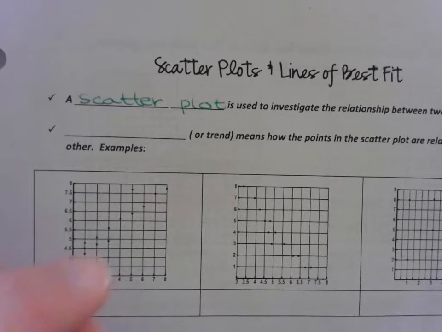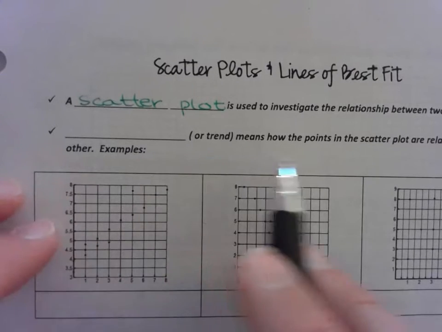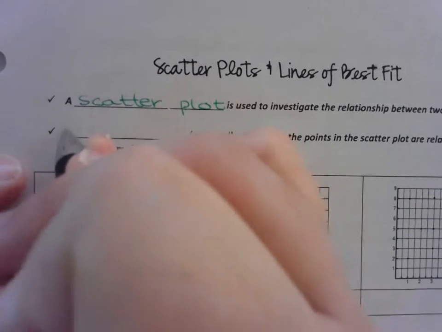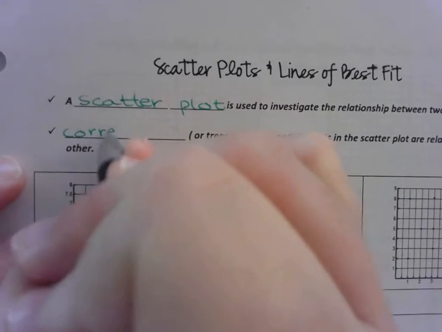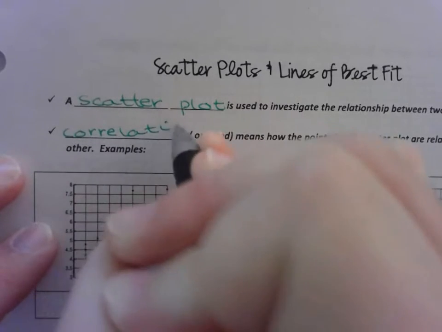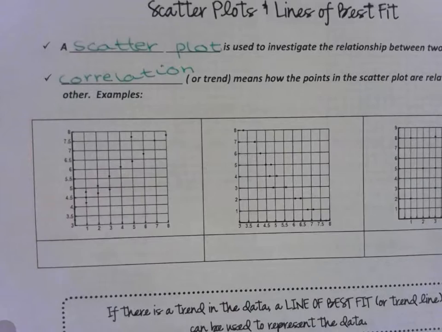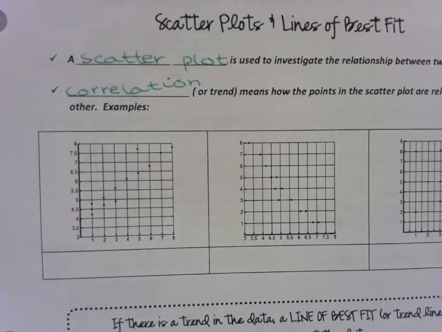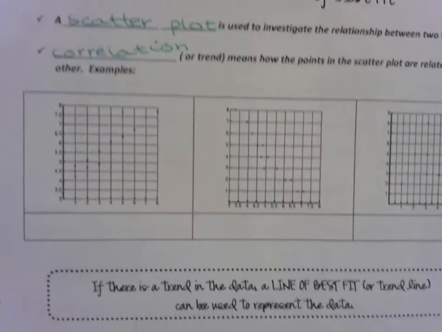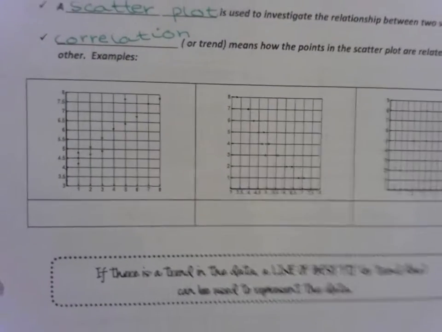The line of best fit, or correlation, means how the points in the scatter plot are related. So if I look at the word correlation, it is how the points are related. And we're going to talk about kind of what that looks like. Don't make it harder than it is. Correlation, I know, is a fancy word, but it's just how things are related. So we have three correlations we're going to talk about. Correlation and slope are kind of similar.